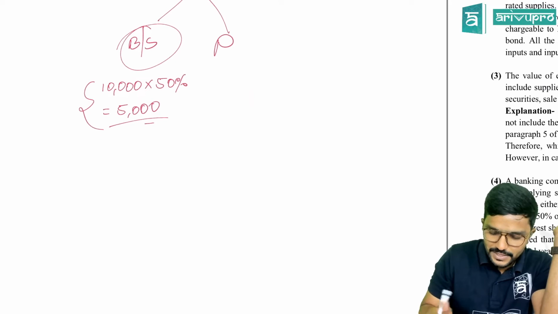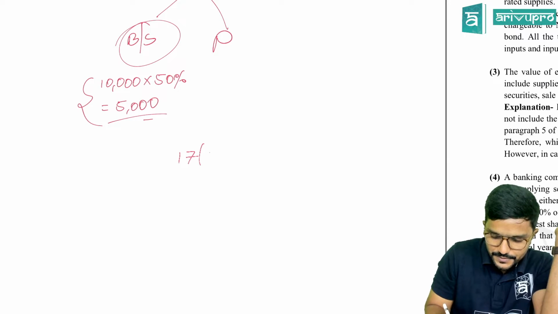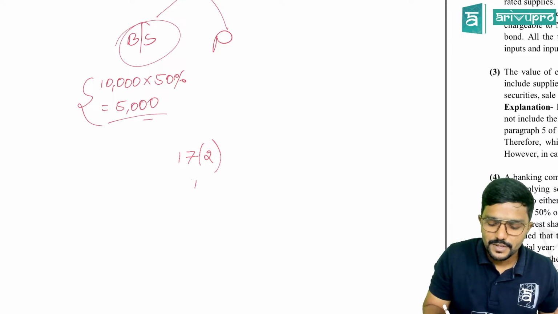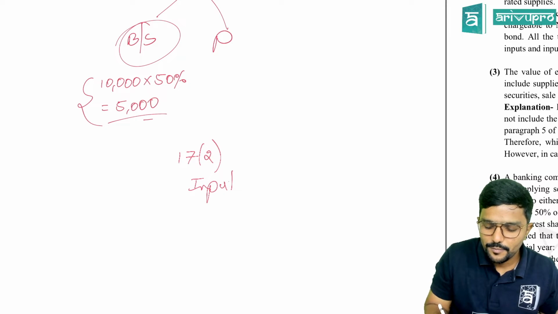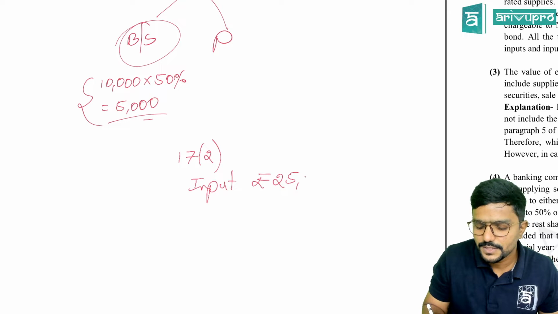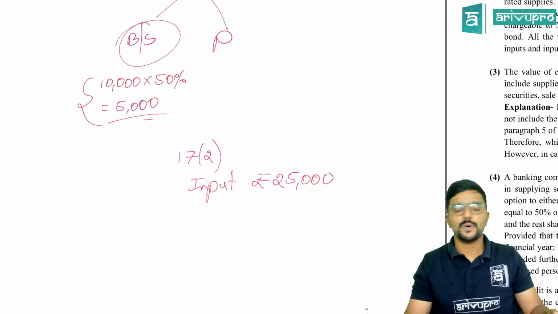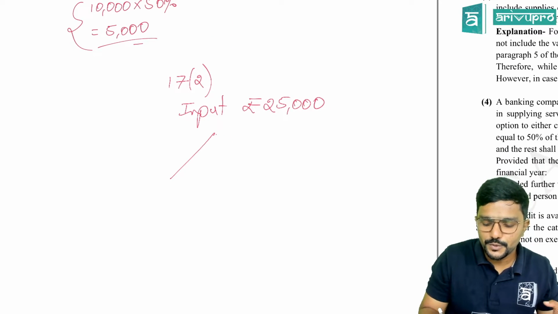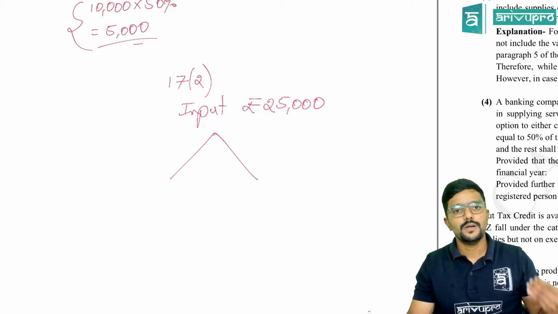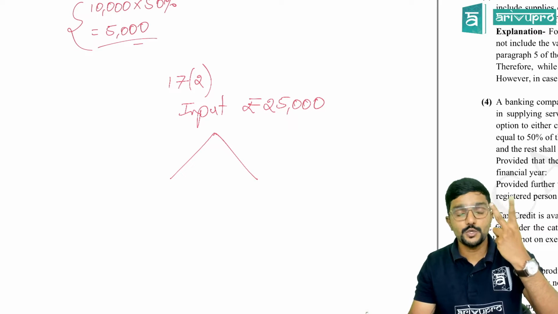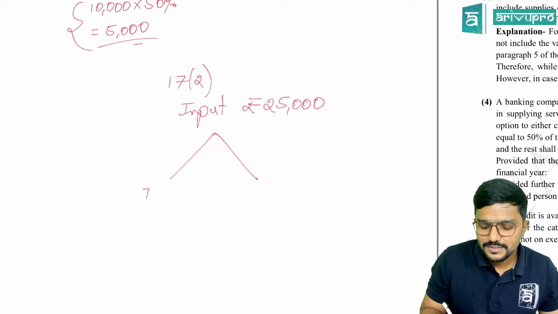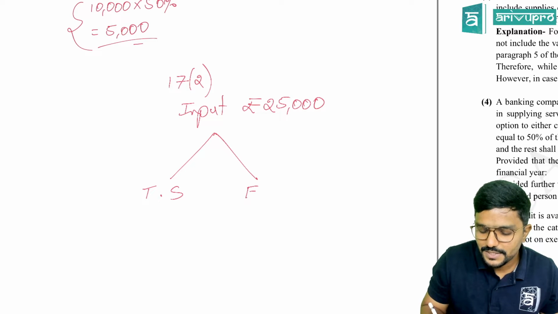Then coming to 17 subsection 2, similar to this. Now assume you have purchased an input and you have paid tax on it, or let me take another amount, 25,000 tax on it. Okay, sir. And you have used this input for producing two things. You are supplying two goods, two outputs. One output is taxable supply, whereas the other output is exempt supply, guys.